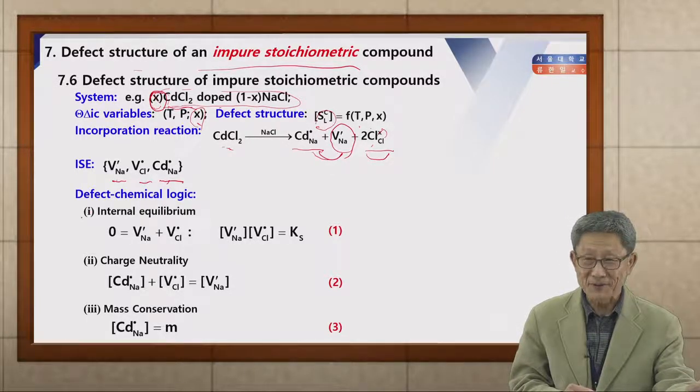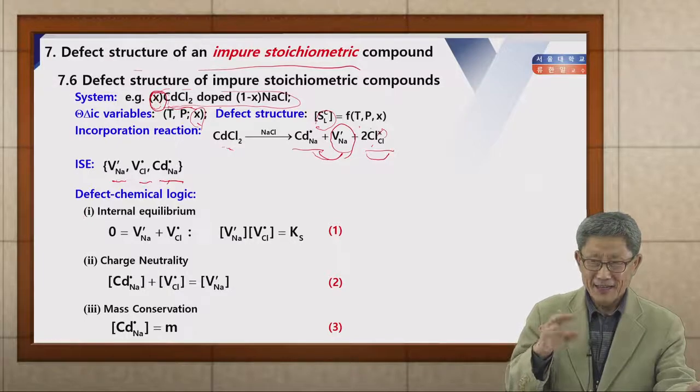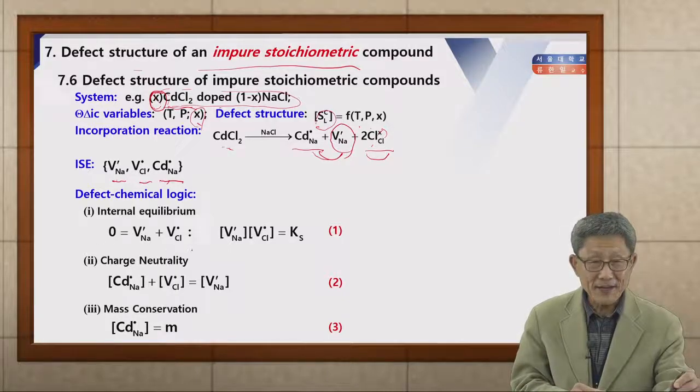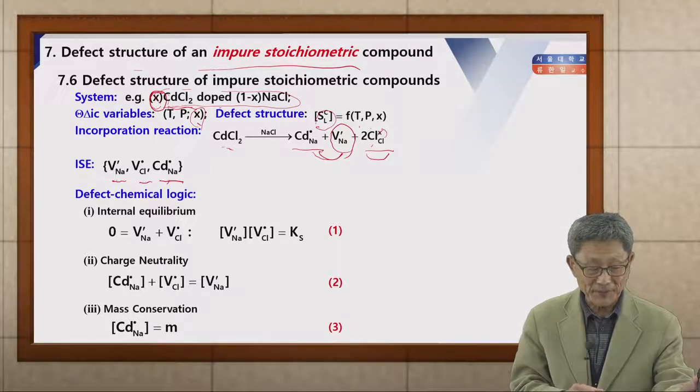Defect chemical logic goes like that. Number 1, now your system is in thermodynamic equilibrium. So therefore, defect formation reaction equilibrium should prevail. Okay?